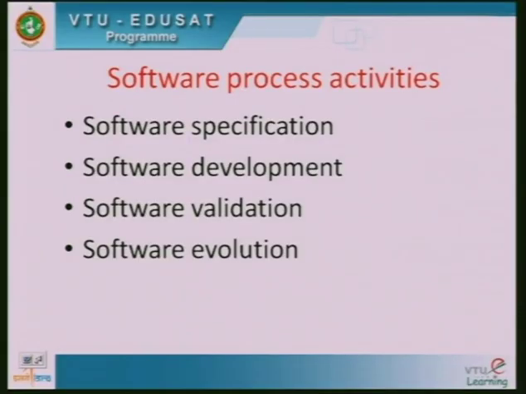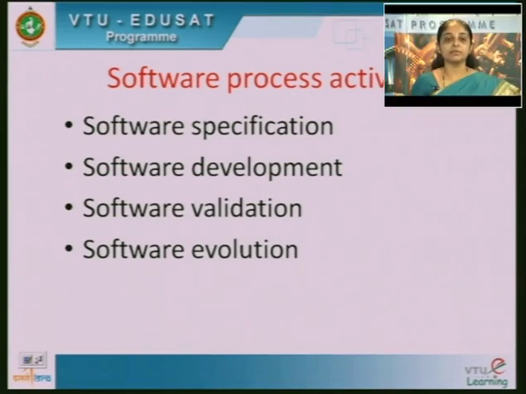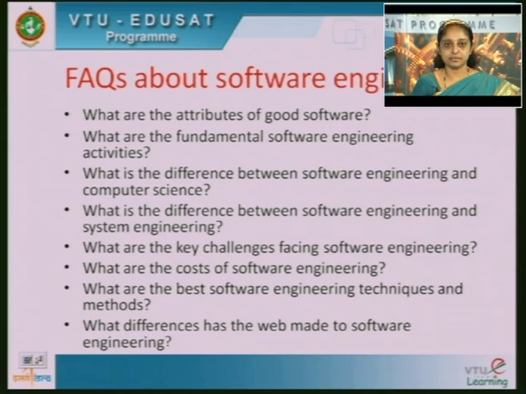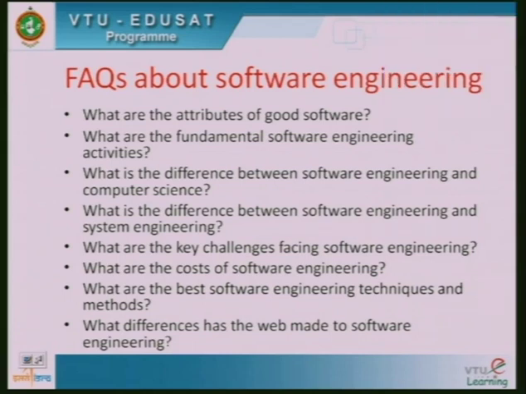So, the basic process activities: specification, development, validation, and evolution. Each one of these process activities we are going to deal with in more and more detail in the further classes. So, coming back to the FAQs, we have answered a few questions like what is the attribute, what are the fundamental software engineering activities, and as a result of which we have got what are the different types of software products. We have the generic and the custom products, etc.